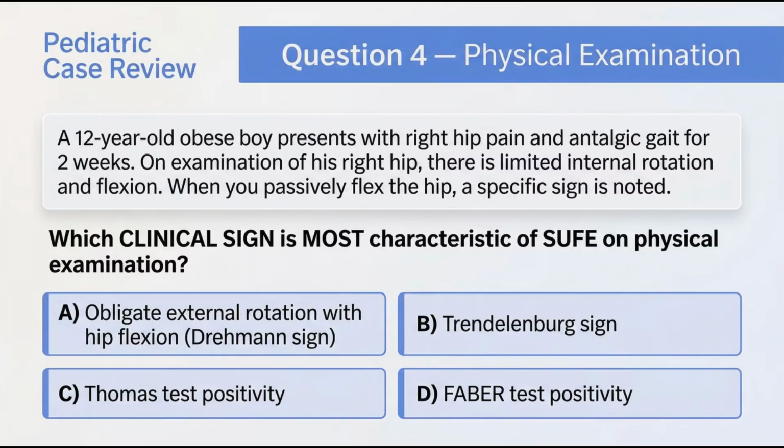Case 4. A 12-year-old obese boy presents with right hip pain and antalgic gait for 2 weeks. On examination of his right hip, there is limited internal rotation and flexion. When you passively flex the hip, a specific sign is noted. Which clinical sign is most characteristic of slipped upper femoral epiphysis on physical examination? Option A. Obligate external rotation with hip flexion, known as the Drehmann sign. Option B. Trendelenburg sign. Option C. Thomas test positivity. Option D. Flexion, abduction, and external rotation test positivity.